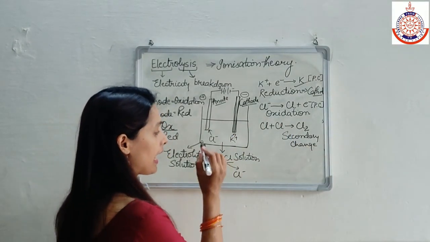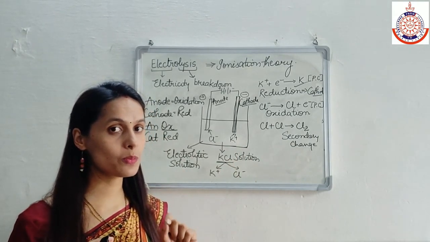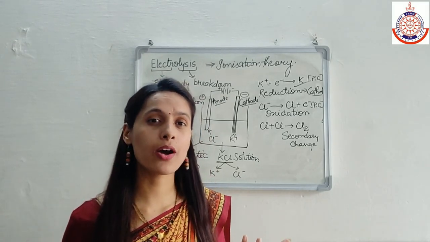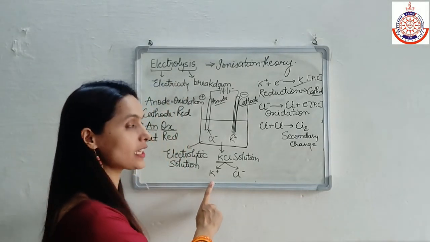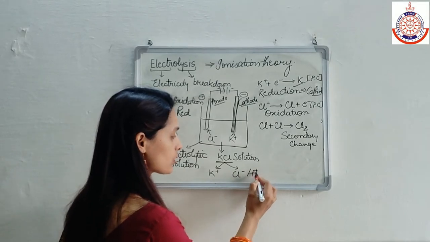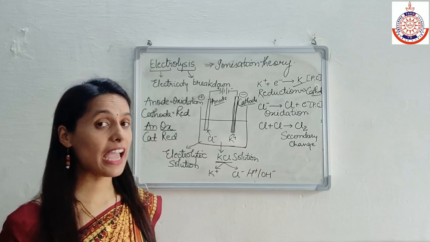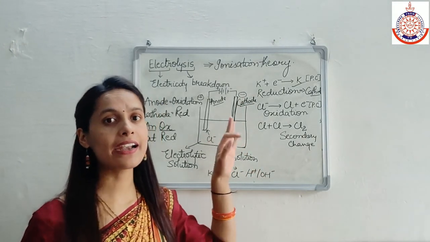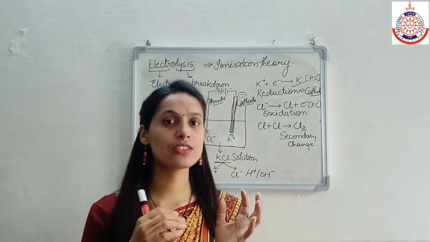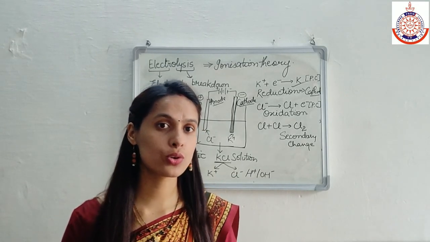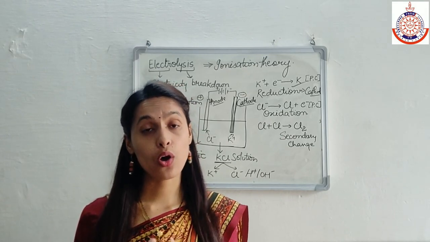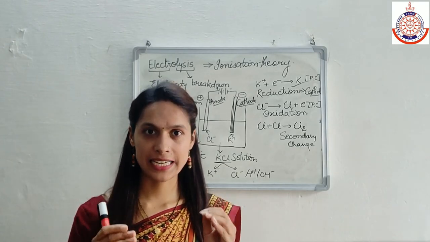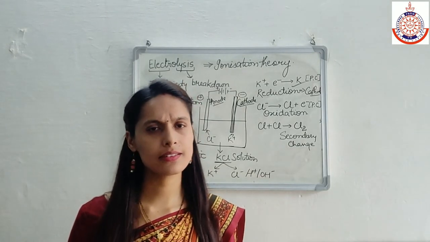Why? Suppose I have aqueous KCl solution. Now aqueous KCl solution means KCl plus water. Though the dissociation constant of water is very low, still we get some amount of H positive and OH negative ions in the solution. It means along with K positive and Cl negative ions, we have H positive and OH negative ions also in the solution. And if we have H positive and OH negative ions in the solution, then we have two cations at cathode and two anions at anode. But out of these two cations and these two anions, only one cation and one anion get discharged at cathode and anode. Which ion gets discharged at cathode or anode depends upon two factors. Clear or not?